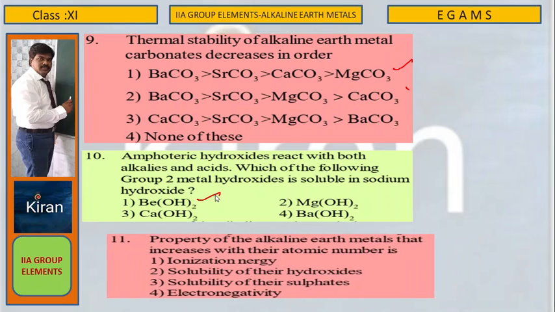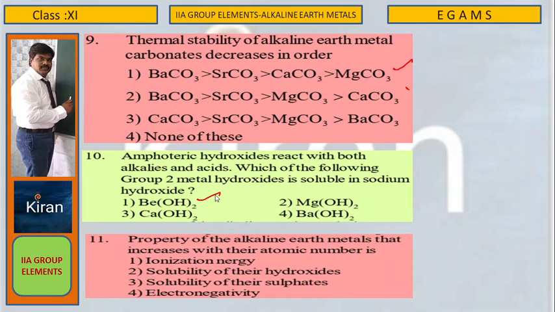A property of the alkaline earth metals that increases with their atomic number is, when atomic number increases, what will happen? You have to select among the given 4 options. The right option in this case is the second option, solubility of their hydroxides.